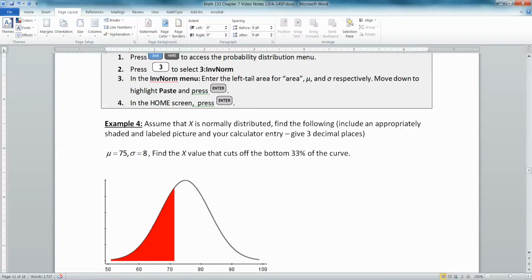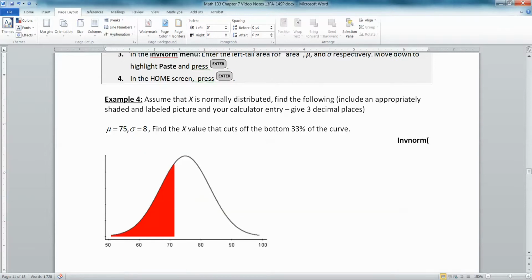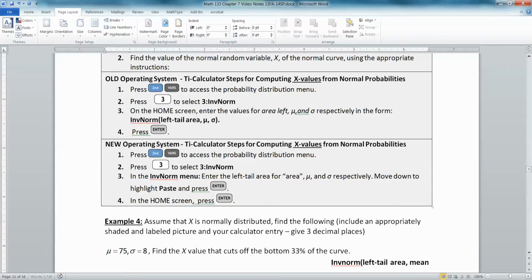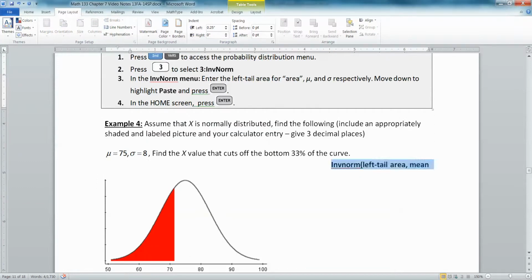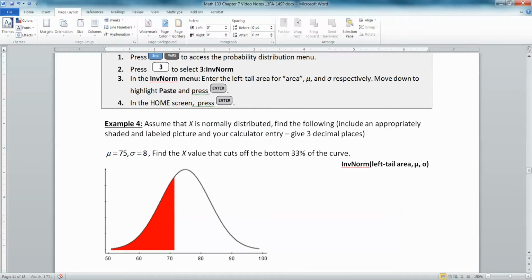In this case, I'm asking for the x value. So let me do this. You want inverse norm, but inverse norm only takes 3 things. It takes the left tail area, then it takes the mean, then it takes the standard deviation, which I think I have right here. Yep. Inverse norm, left tail area, mean, standard deviation.